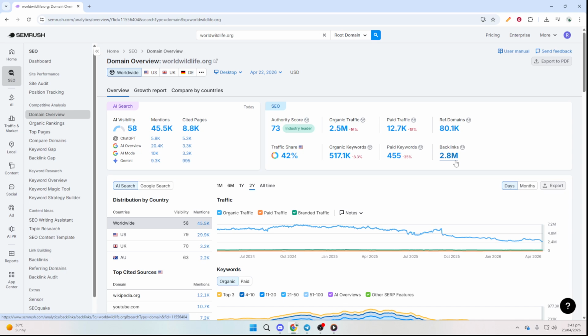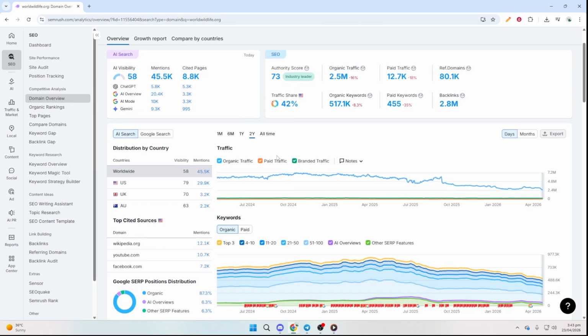Treat these as directional indicators rather than absolute numbers. What matters most is the relative scale and how it changes over time. Scroll down to distribution by country to see where their audience is concentrated. This helps you identify priority markets, potential localization opportunities, and regions where you might need region-specific content or links.